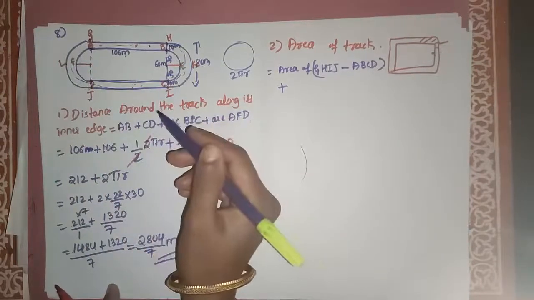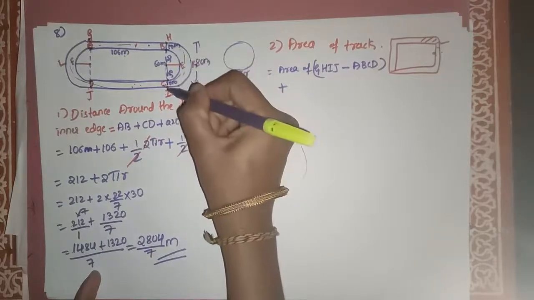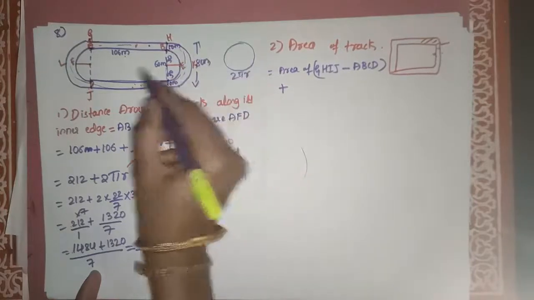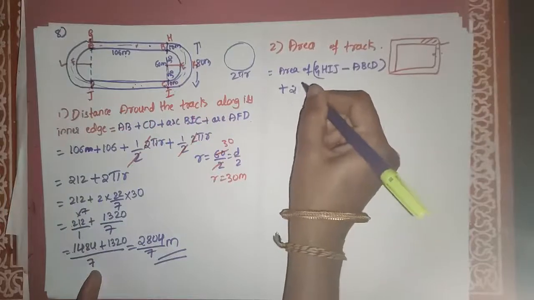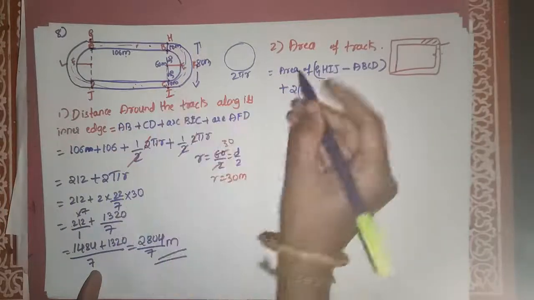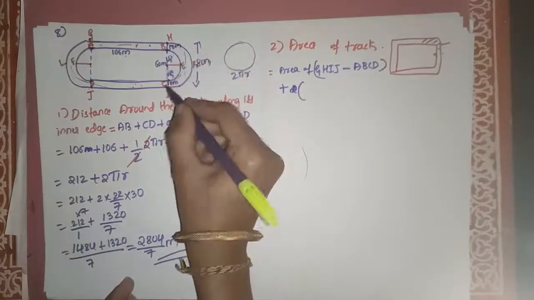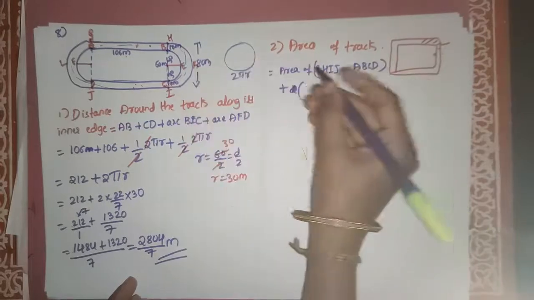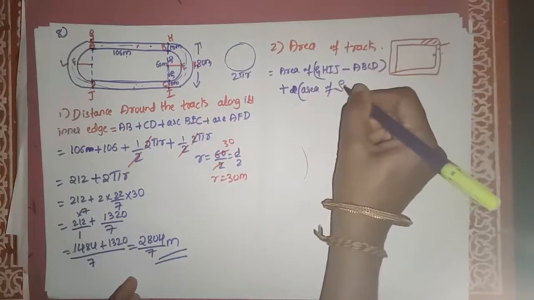Plus, here, the area of this semicircle minus this one. Both semicircles are the same, so I write 2 times, taking one time. So here, the area of the semicircle HKI, area of semicircles.